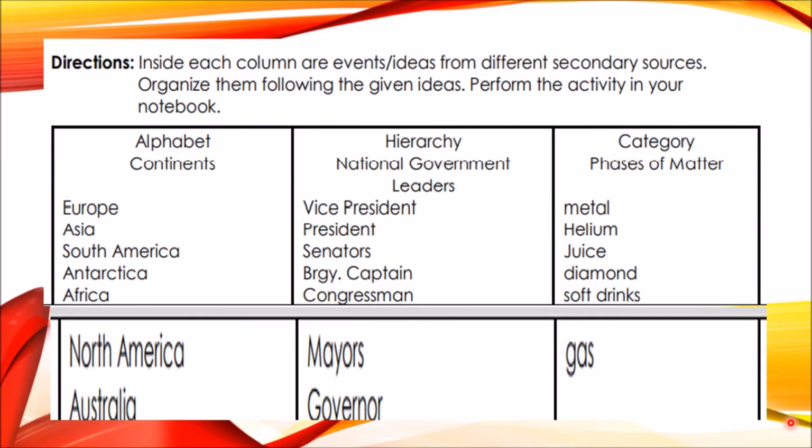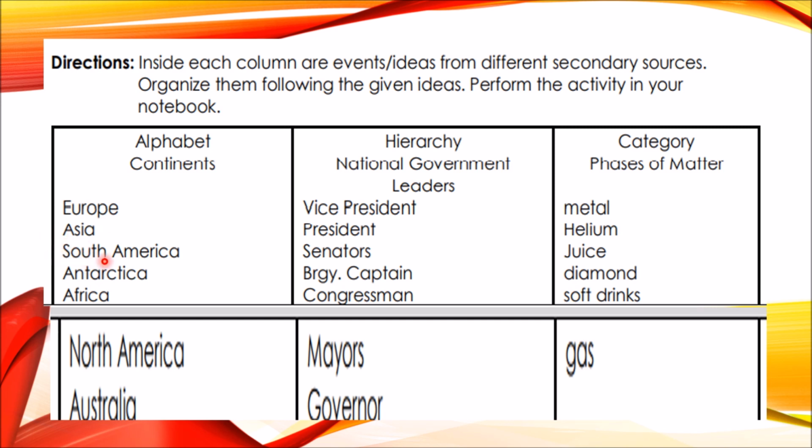Okay, next. For this one, inside its column are events or ideas from different secondary sources. Organize them following the given ideas. Perform the activity in your notebook. So, you were asking about the alphabet, continents here. So, you have to alphabetize this one.